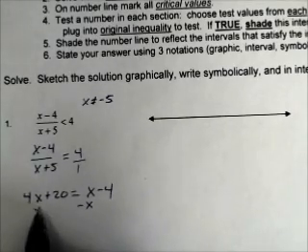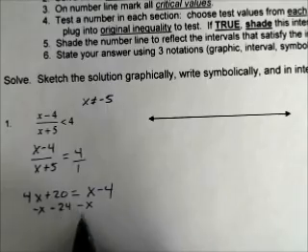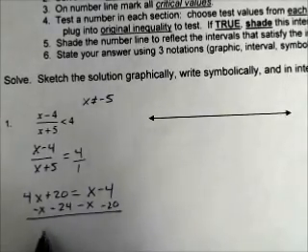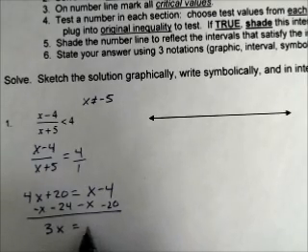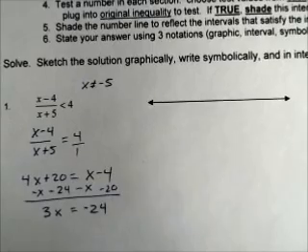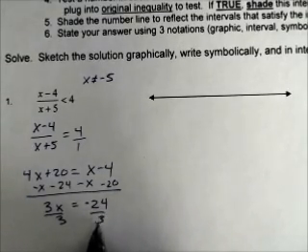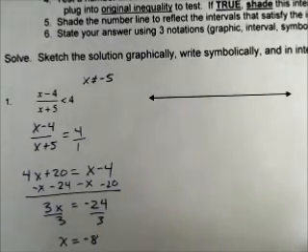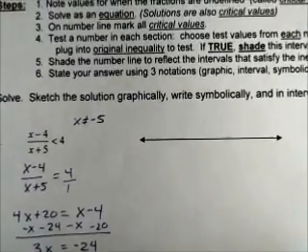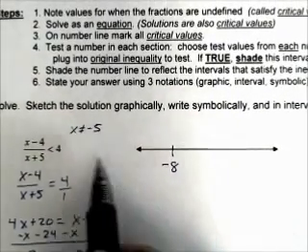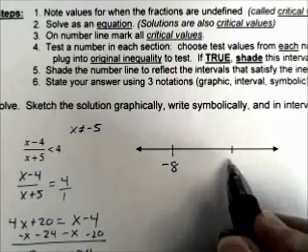Subtract x from both sides, and in the same step, I'll subtract 20. And on the right-hand side, the result will be negative 24. Dividing each side by 3, x equals negative 8. All right, so negative 8 is also what we call a critical value. So we place negative 8 and our other critical value, negative 5, on the number line.